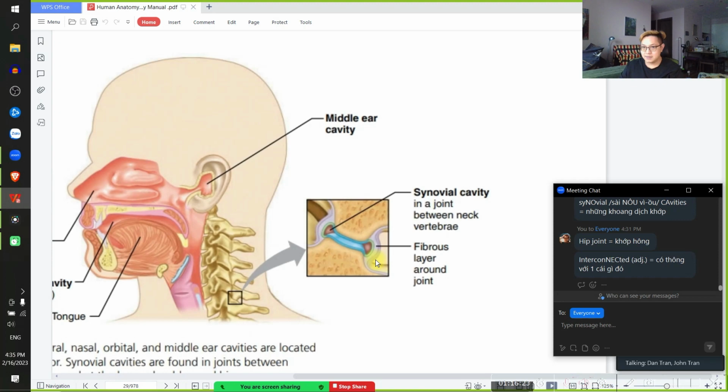If there isn't enough synovial fluid, just one movement can hurt. It's very hard. So without the synovial fluid, every movement of yours is going to be very painful. You don't like it.